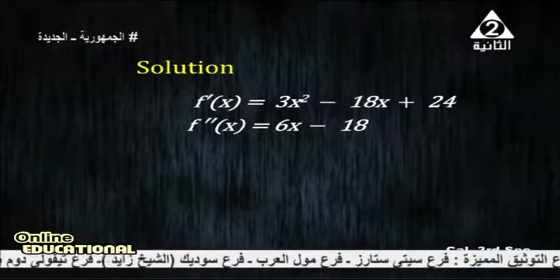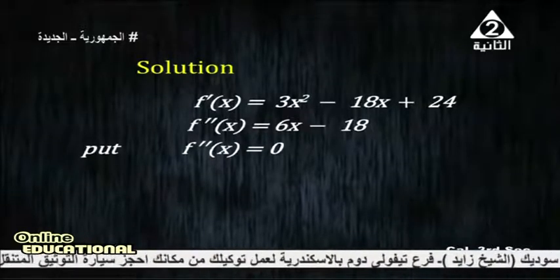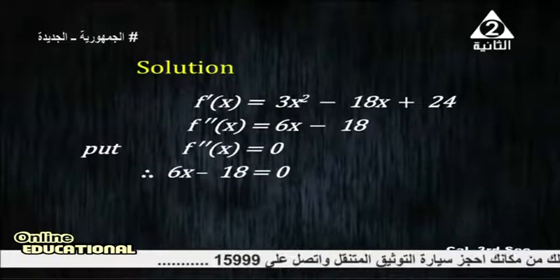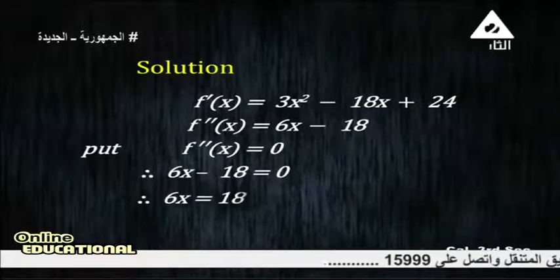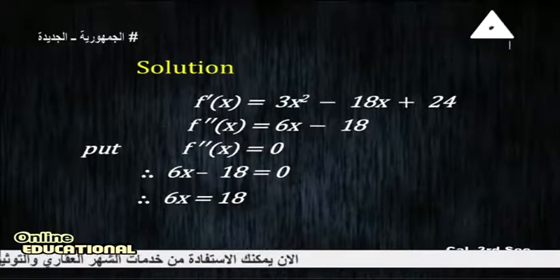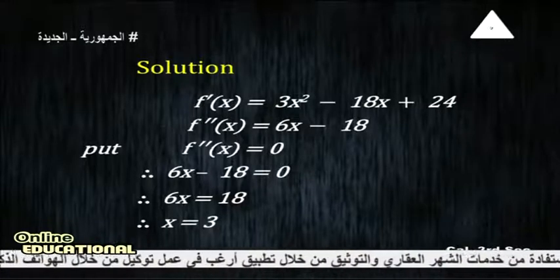Now we put f double dash x equal 0. Then 6x minus 18 equals 0. 6x equals positive 18. Dividing both sides by 6, the value of x equals 3.